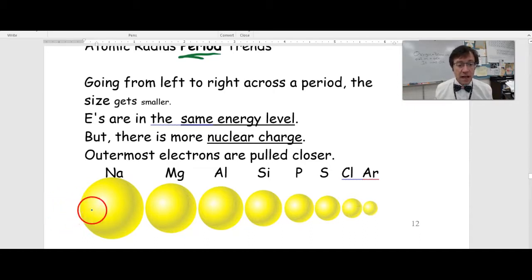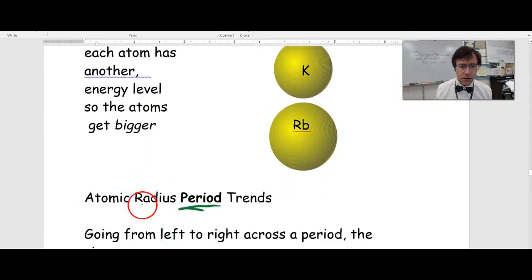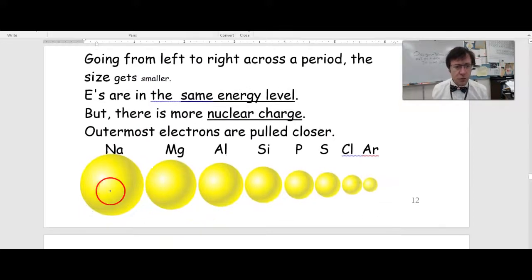So as you move from left to right, it's going to get smaller and smaller because the electrons are in the same energy level, right? Like, wait, Na, sodium, 2 I think? No, 3, all right? So there are 3 energy levels in here. But every time we come over 1, we're adding plus one more, plus one more, plus one more. We're adding one more proton into that nucleus every time we take a step to the right. Does that make sense to you guys?